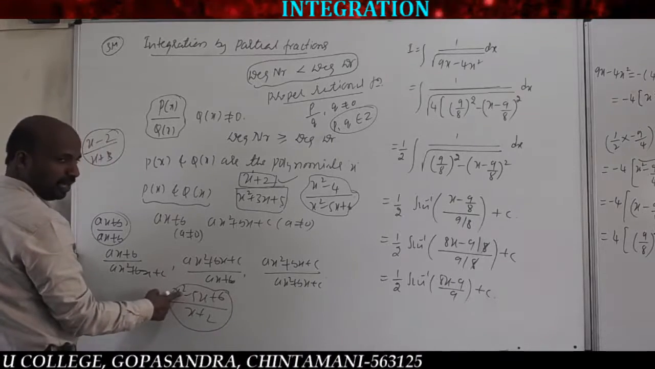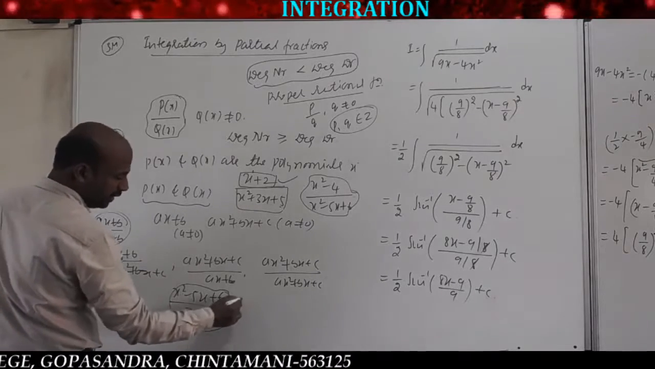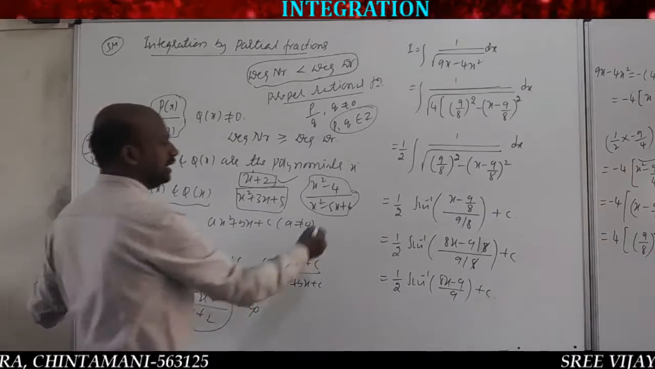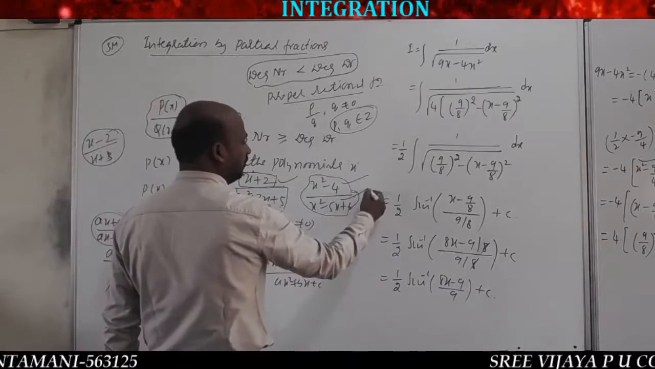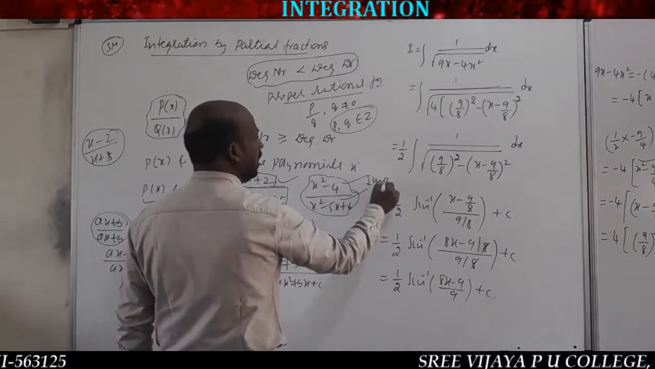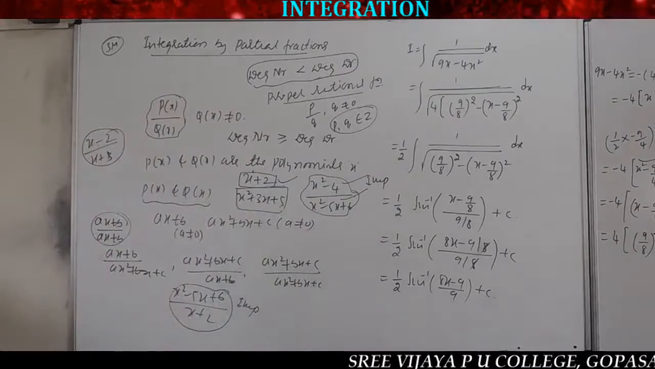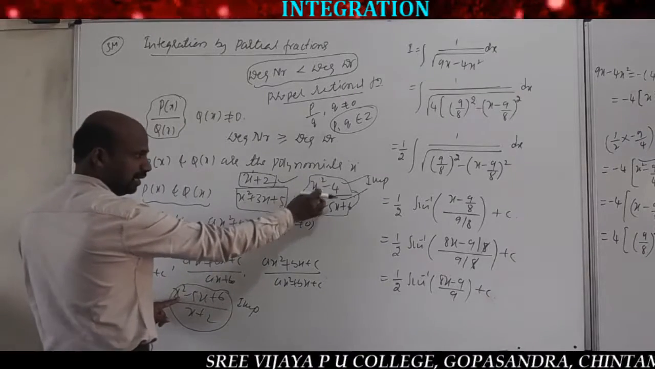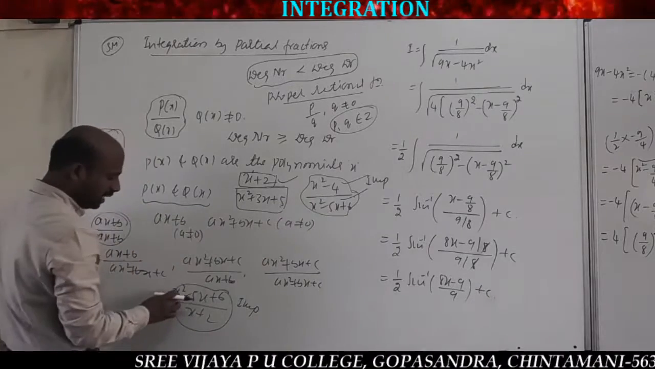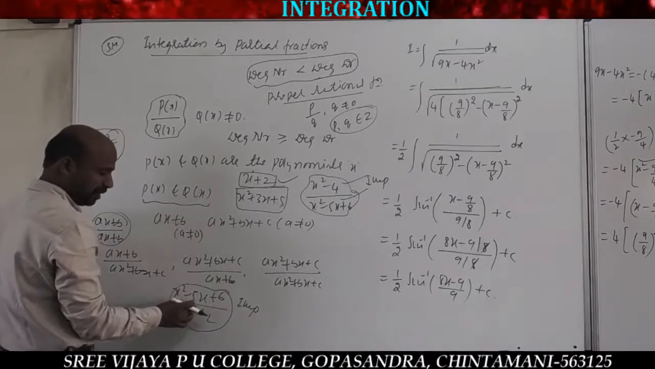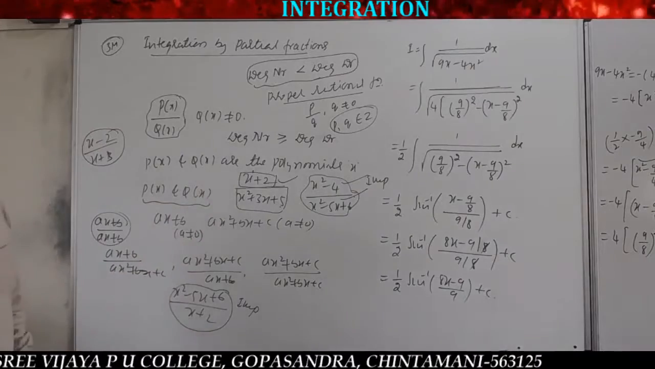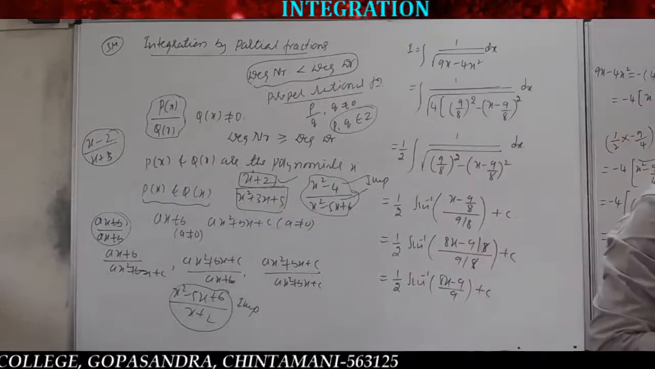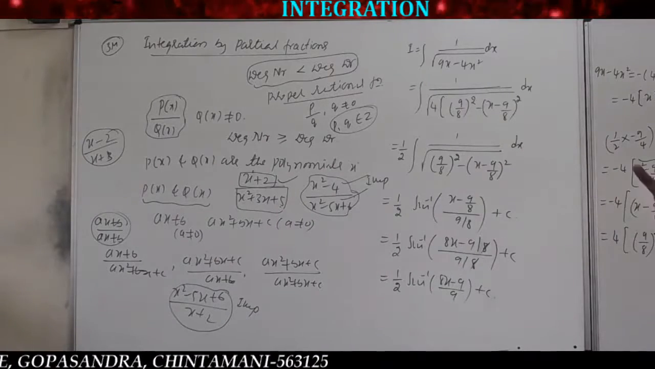Here the degree of numerator is 2, degree of denominator is 1, so it is an improper rational function. So, here the degree of numerator is equal to the degree of denominator, so it is also an improper rational function. So, both are degree of numerator equals degree of denominator, improper. Degree of numerator is greater than the degree of denominator, it is also improper. So, then how to integrate such rational functions?